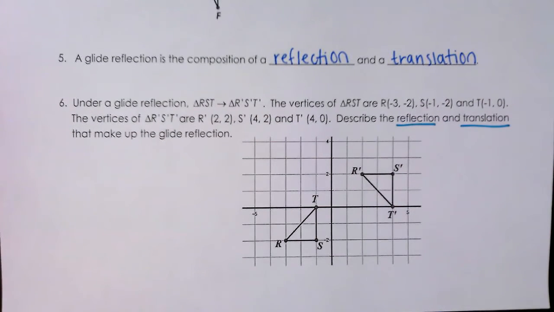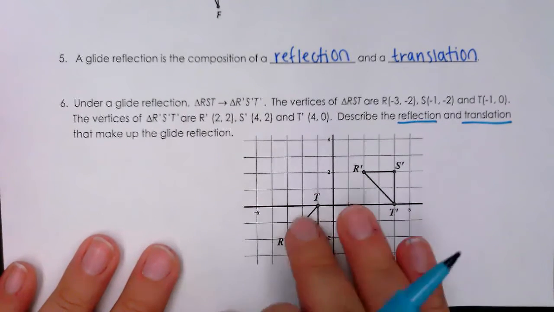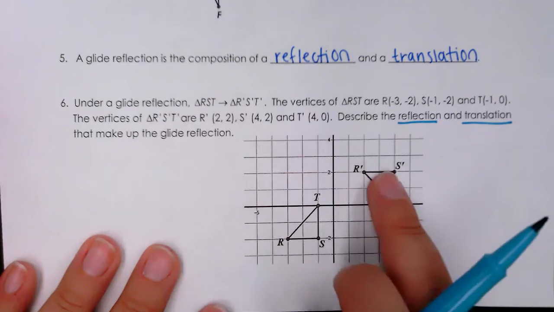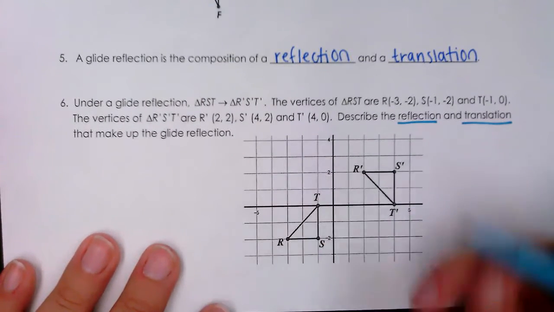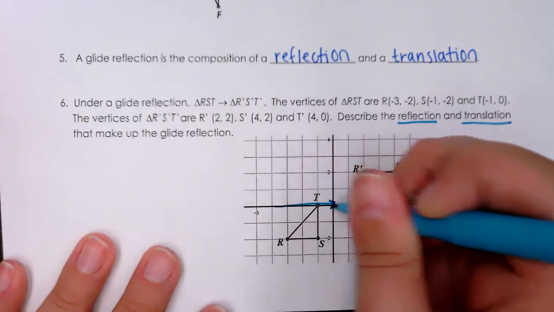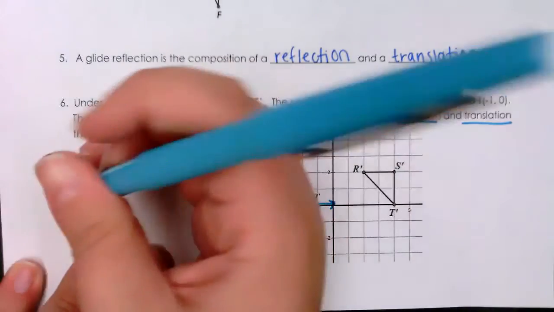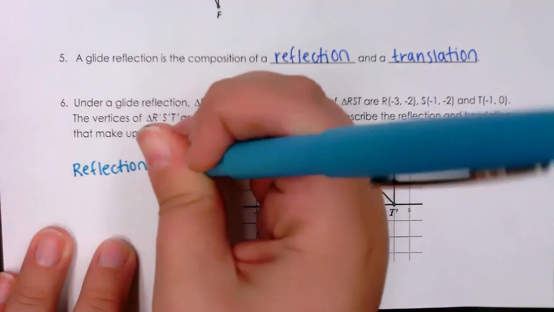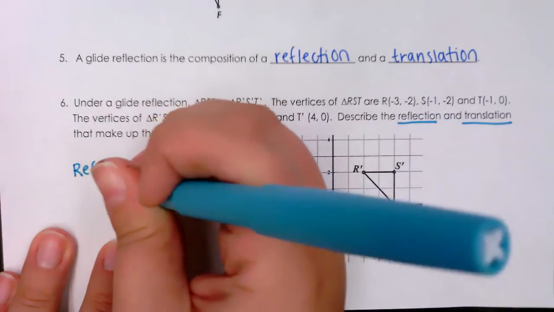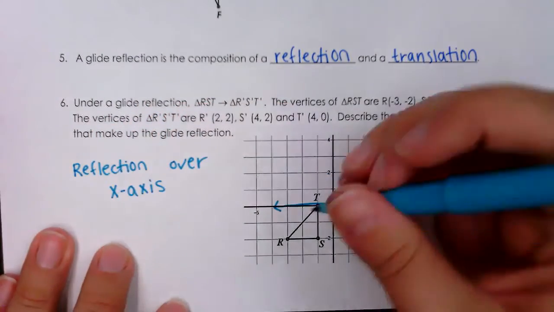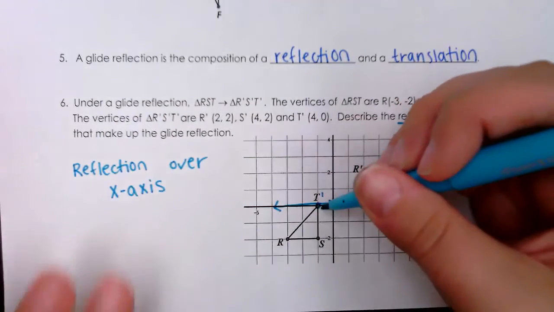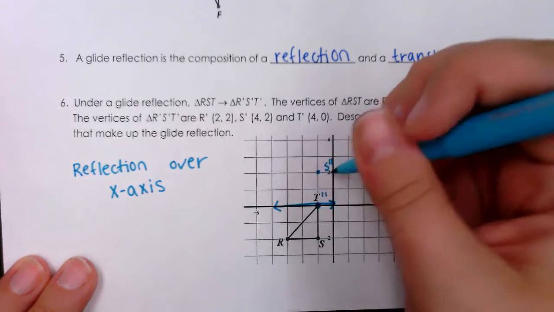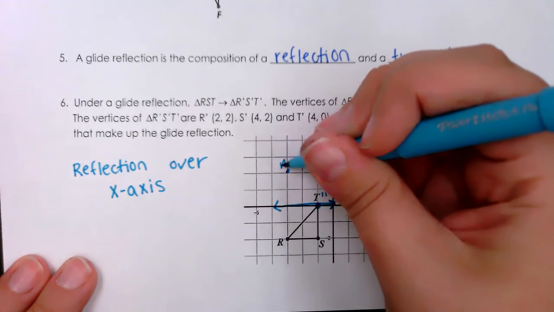translation. So the first thing I might do for this one is want to reflect it so that it is up here so that I can shift it over. So if I'm going to reflect up, I want to reflect over this line right here, which is the x-axis. So I'm going to say it is a reflection over the x-axis. And I'm going to draw that right now. So T prime stays where it is, and S prime would go here. And I'll do double since those ones are prime. And R double prime would go here.